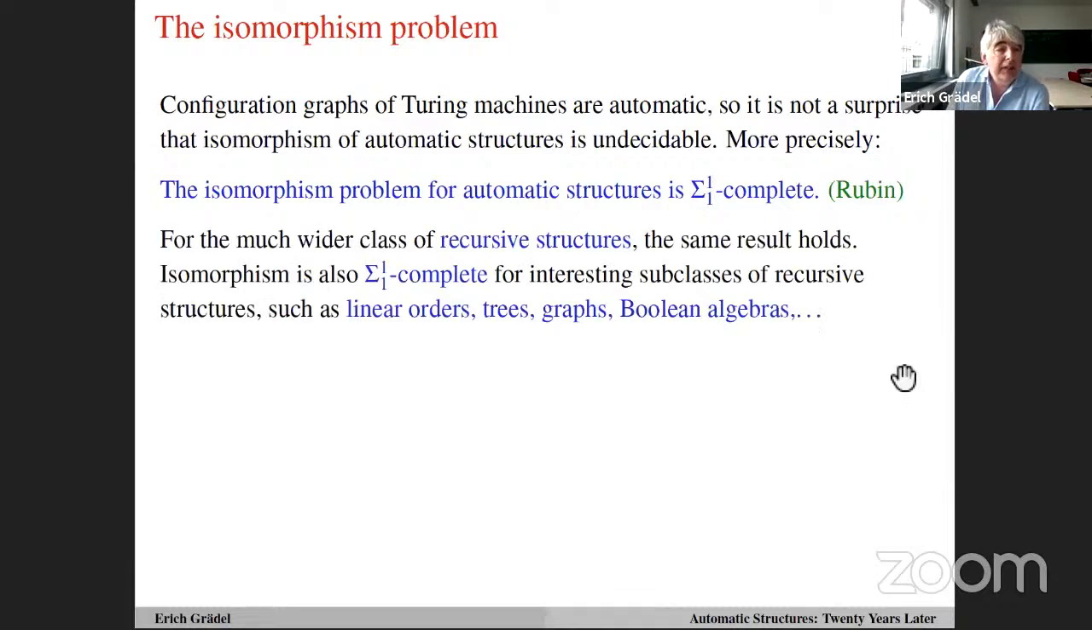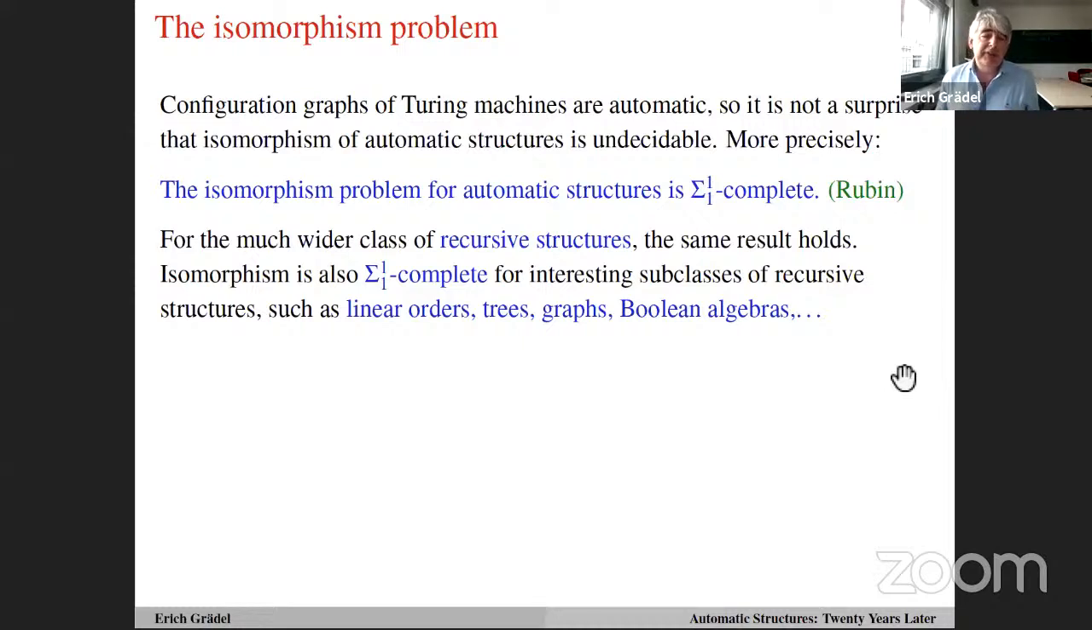Interestingly, this is also the case for the much wider class of recursive structures, that is, structures not presented by automata, but structures presented by Turing machines. In that context, isomorphism is also Sigma^1_1-complete for most of the interesting subclasses of recursive structures, such as recursive linear orders, recursive trees, recursive graphs, and recursive Boolean algebras.